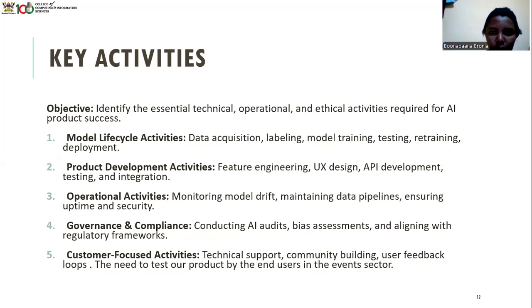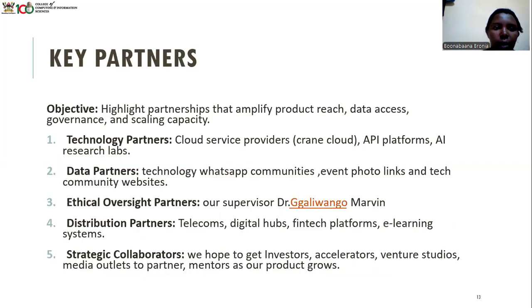And so the main activities that we did were, of course, data acquisition, model training and deployment. And then we engineered our UI, then conducted the AI audits. Of course, from the look of our product, it's not the best because of the lack of resources. We believe if we could get more resources, it could be better. And then customer-focused activities like technical support and community building. And any need to test our product by the end users or the event sectors would be of great use.